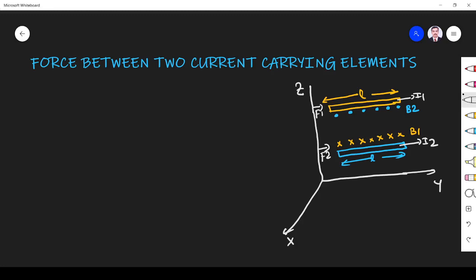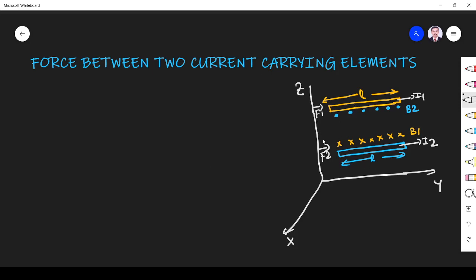Hi students, welcome to the session on force between two current carrying elements. In the last video we saw the force on the differential current carrying element, that is, individually. Here we see what is the force between two current carrying elements. This is current carrying element 1, this is current carrying element 2, right?